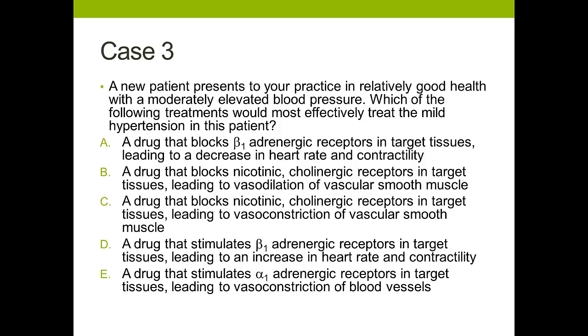C. A drug that blocks nicotinic cholinergic receptors and target tissues, leading to vasoconstriction of vascular smooth muscle. D. A drug that stimulates beta 1 adrenergic receptors and target tissues, leading to an increase in heart rate and contractility. Or E, a drug that stimulates alpha 1 adrenergic receptors and target tissues, leading to vasoconstriction of blood vessels.